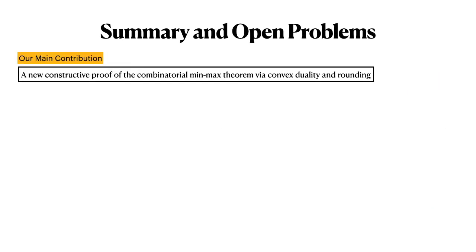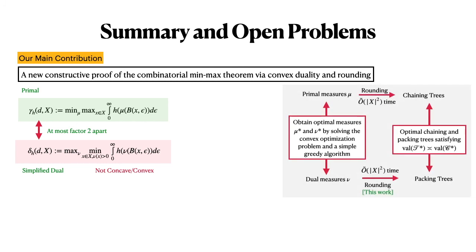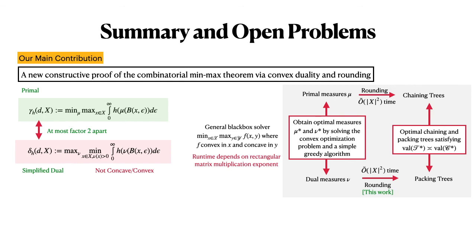So let me summarize and conclude with some open problems. So we gave a new constructive proof of the combinatorial min-max core of the majorizing measure theorem. Using convex duality and rounding, we showed that the value of the primal and the simplified dual are at most a factor 2 apart. One can round these to find optimal chaining and packing trees. So the most costly part of this current picture is finding these measures. For now, we just relied on a black box solver to solve these optimization problems, and the runtime depends on rectangular matrix multiplication. But even if you can do it optimally, it's probably hard to do it in a general way in near linear time.